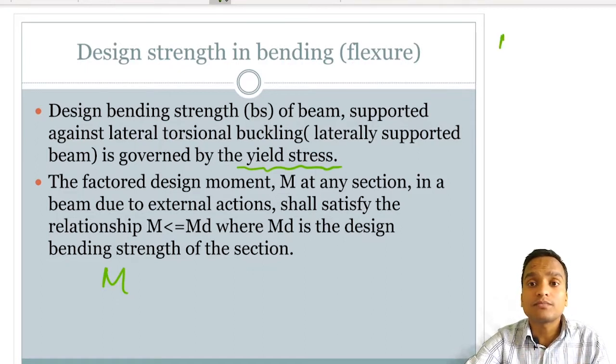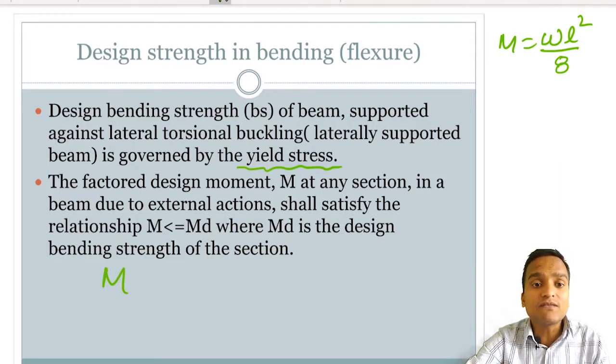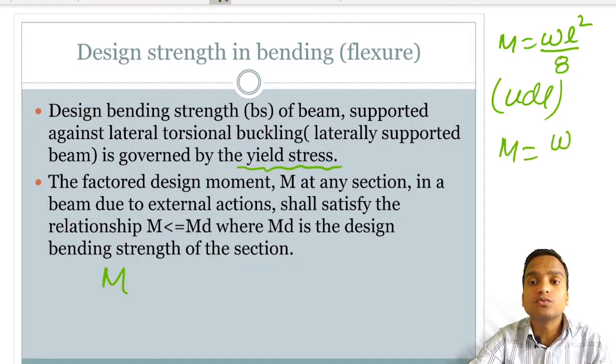What is the value of M? M is equal to WL square by 8, where W is the uniformly distributed load over the entire span on a simply supported beam. So this is the factored design moment M at mid span, and here we have used factored load. This is in case of UDL. In case of point load, M would be equal to WL by 4, and here W should be factored load, then only we get the factored design moment.